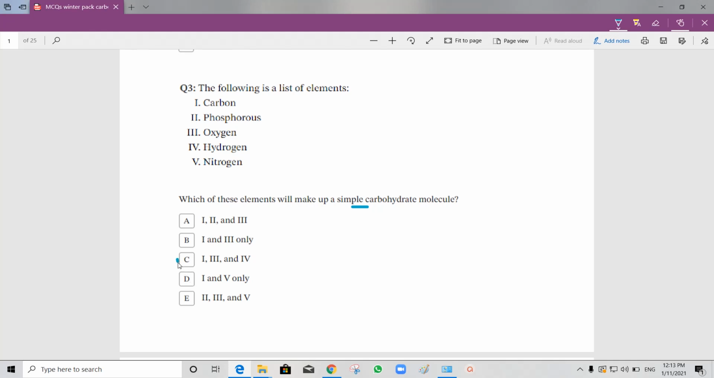Because C, here we have one which is carbon, and we have oxygen, and also we have hydrogen. So I can write them as C, H, O. Okay, these are the main elements that make up a simple carbohydrate.